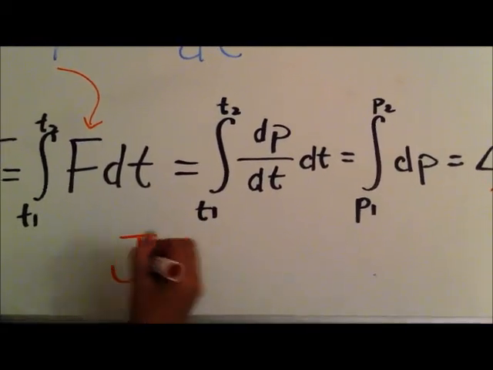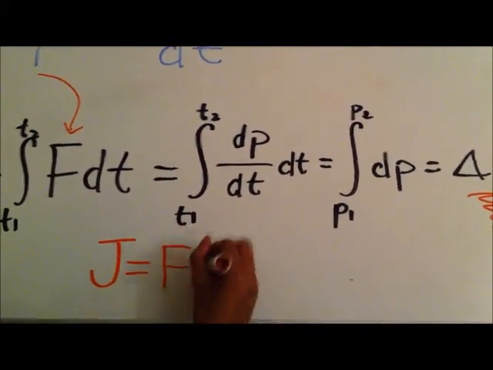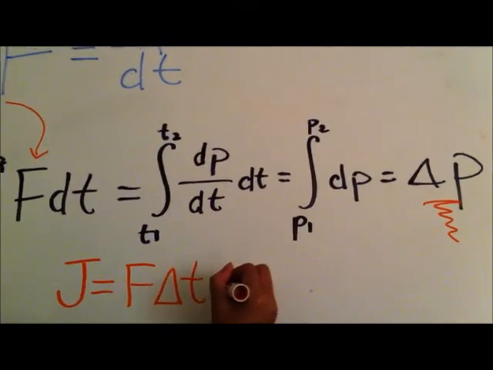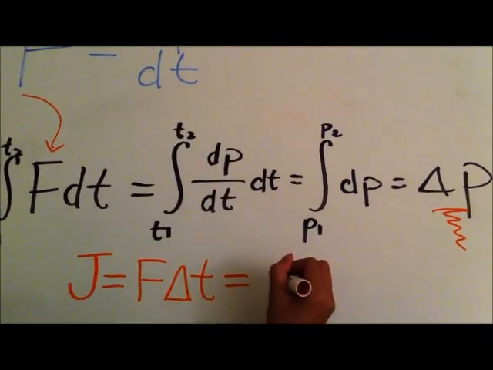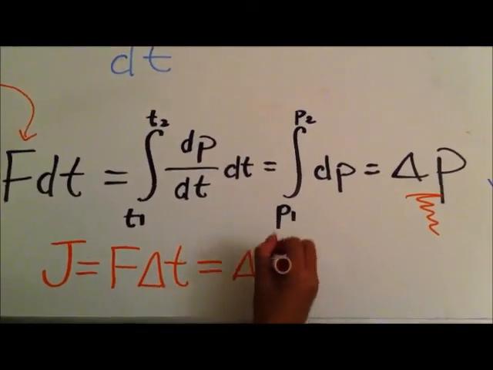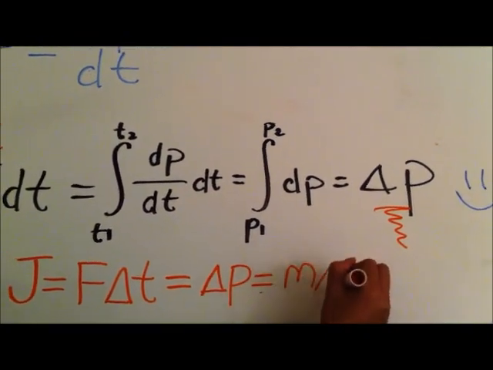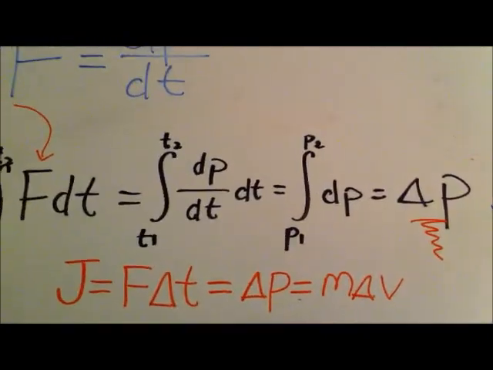Now, to conclude, impulse is equal to the integral of F dt, which is equal to the change in momentum, which is equal to mass times the change in velocity, which is m Δv.